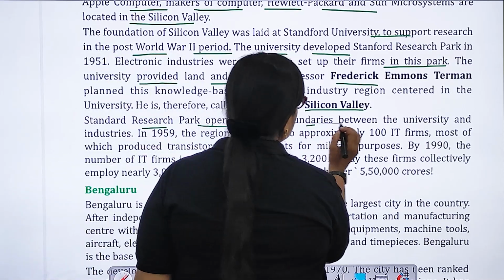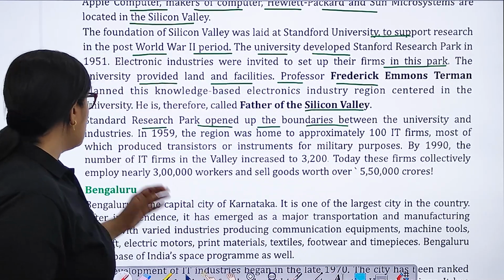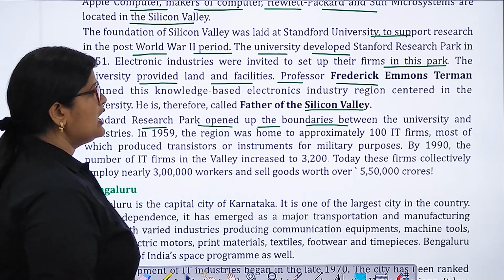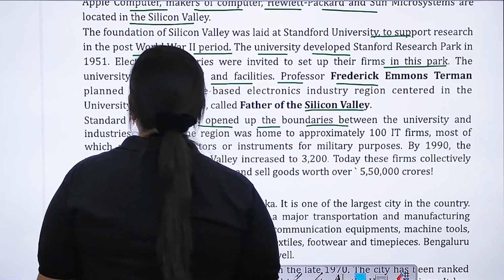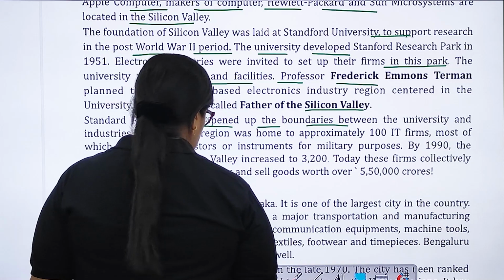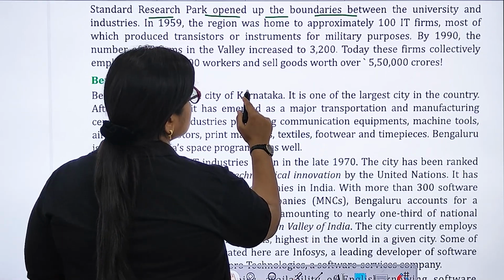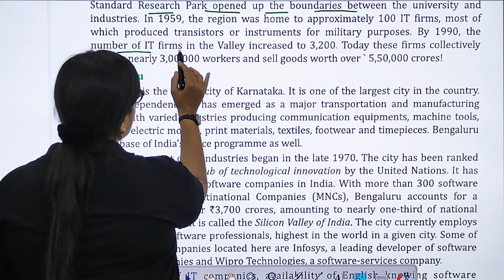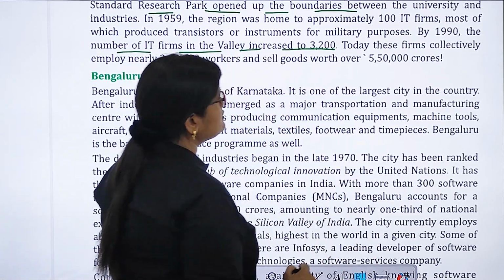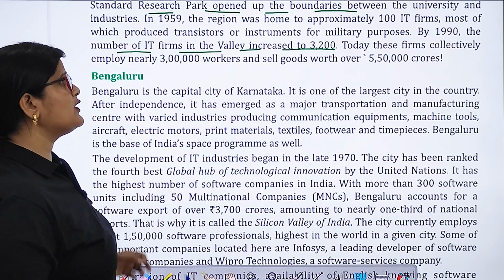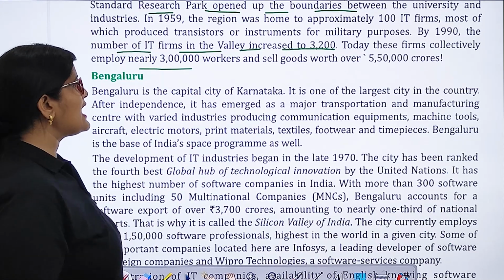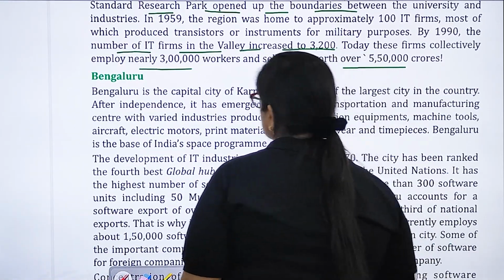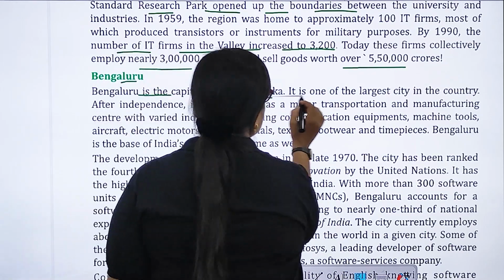Stanford Research Park opened the boundaries between the university and industries. In 1959, the region was home to approximately 100 IT firms, most of which produced transistors or instruments for military purposes. By 1990, the number of IT firms in the valley increased to 3,200. Today, these firms collectively employ nearly 3 lakh workers and sell goods worth over 5,50,000 crores.